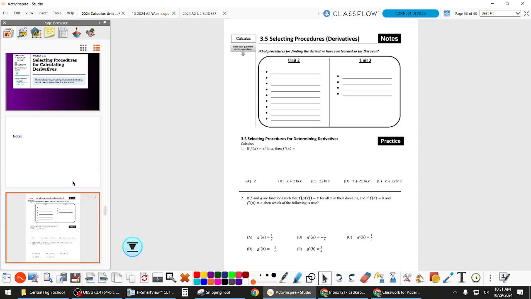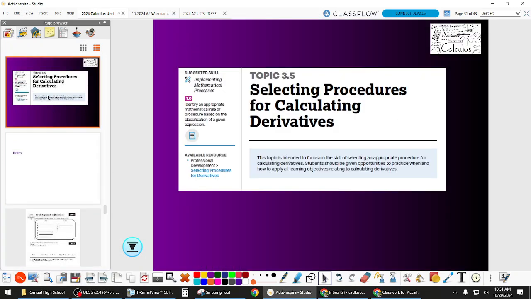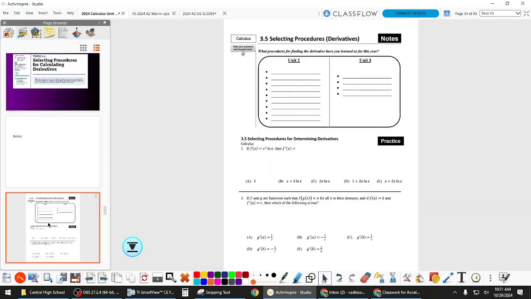So as part of, I mean, it's part of the unit, actually, selecting procedures, but it's also part of our review for this test. And I really like the opportunity to go back and try to fill out all this with just from memory. Because eventually that's where we need to be, right?